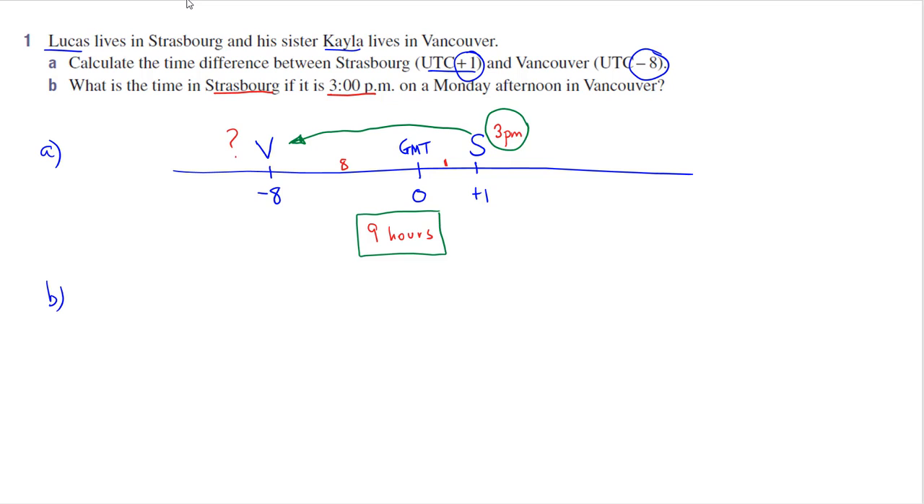So 9 hours before 3 p.m. Well, if we go back 3 hours, we get to 12 p.m. That means we've got an extra 6 hours. So in Vancouver, the local time will be 6 a.m. in the morning, which is 9 hours prior to 3 p.m. We haven't crossed past midnight, so it's still Monday, and you could put Monday morning if you'd like, but any time in a question where it quotes the day, you should also quote that day, just in case that day has in fact changed. So there's question 1.